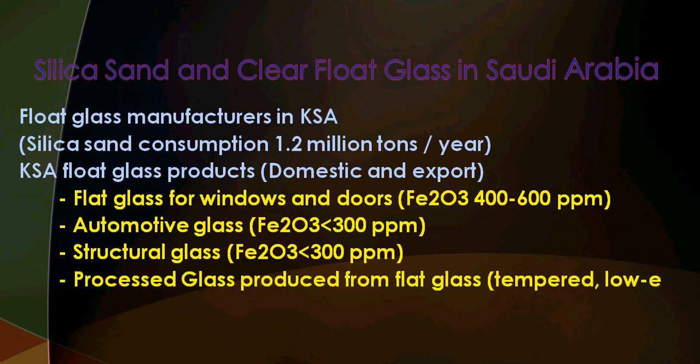Processed glass: there are some investors who buy flat glass from the flat glass producers and do the processing. Flat glass producers themselves don't do processing. There are other factories which buy the flat glass and process it. What is processing? In processing, they convert ordinary flat glass into tempered glass, patterned glass, bulletproof glass, low E glass, and all different kinds of glasses.